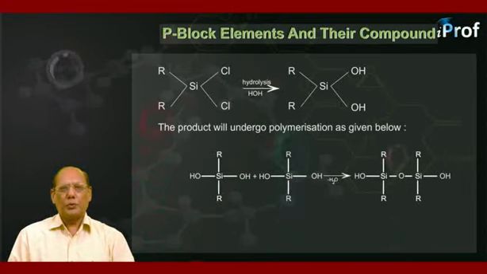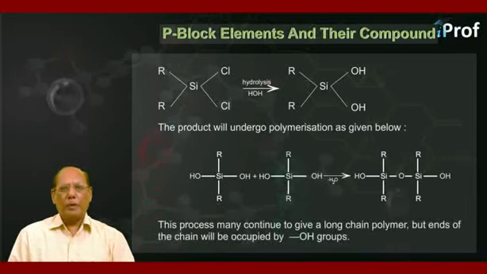So the two molecules of R2Si(OH)2 as shown in the equation combine to eliminate a molecule of water, and we get a bigger product. That is a type of silicone. This process may continue to give a long chain polymer, but ends of the chain will be occupied by OH groups.